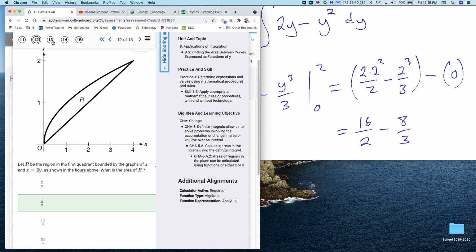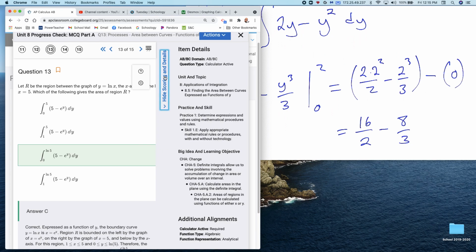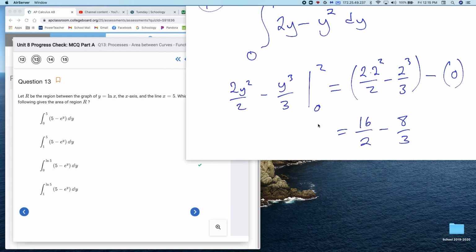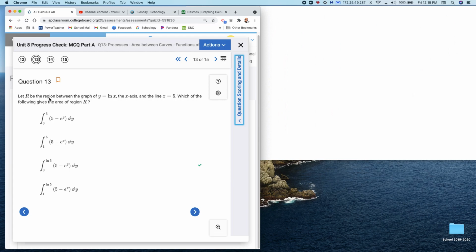I think you wanted me to do 13 as well, so let me look at 13. So here's 13. This is the last one, I think. So 13: let R be the region between the graphs of the natural log of x, the x-axis, and the line x equals 5. Which of the following gives the area of that region? Okay.